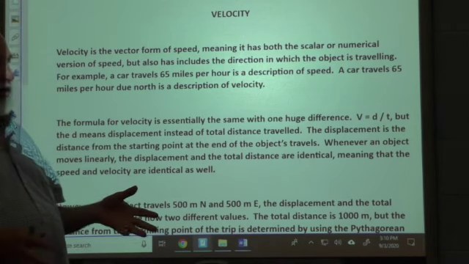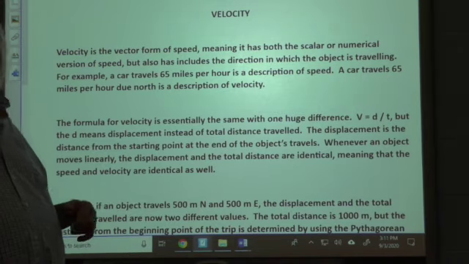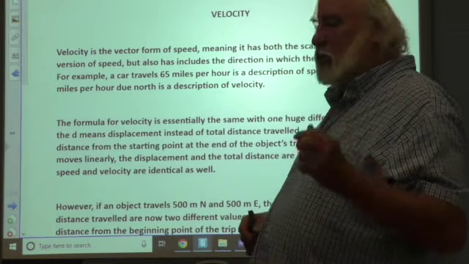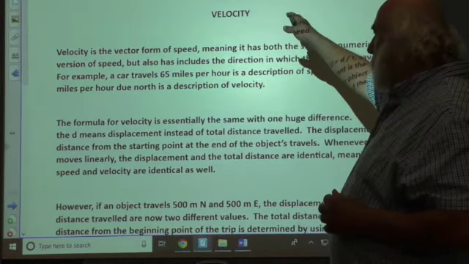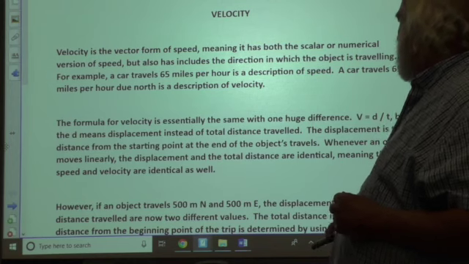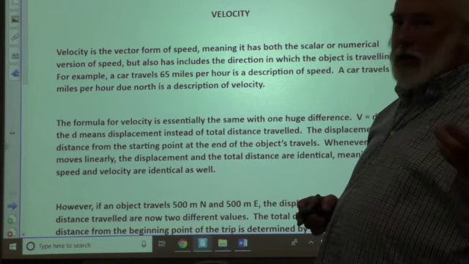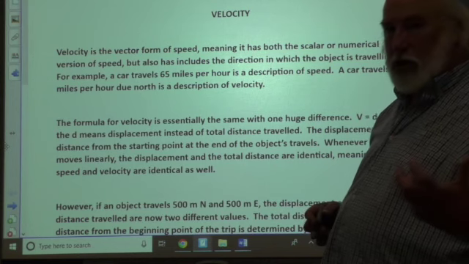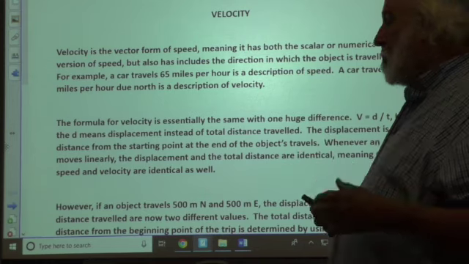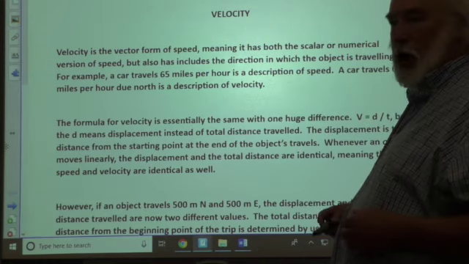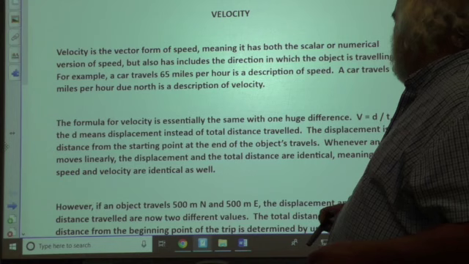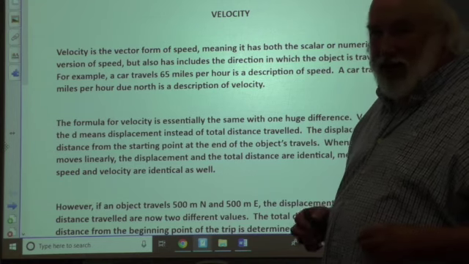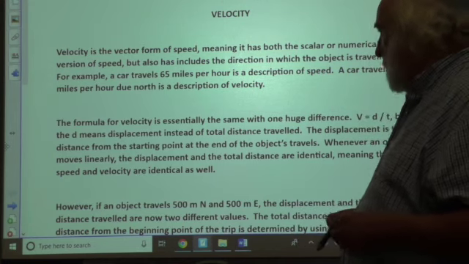Okay, this next topic deals with the vector form of what we talked about yesterday, which was speed and distance. So today we're going to be dealing with velocity, which means it's going to contain the speed within it, but we have to give it the context as to the direction in which it's traveling. For example, a car travels 65 miles per hour is a description of speed. A car travels 65 miles per hour due north is a description of velocity. It's added the direction to it.